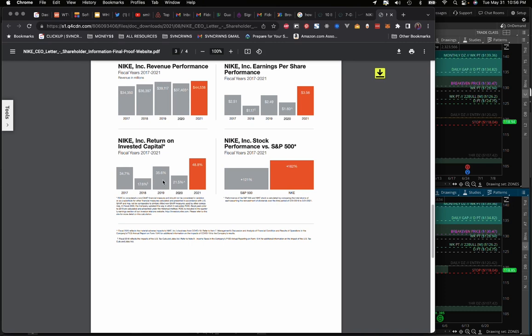The return on capital. So basically, we invest money. That's how much money they made off of us in a percentage. So you invested $1,000, they made 48% on that money. You invested $100,000, they made 48% on that money. That's pretty solid. And then look, the S&P 500 or SPY performed at 121% over the last 5 years, and Nike outperformed SPY. That's pretty amazing, right?